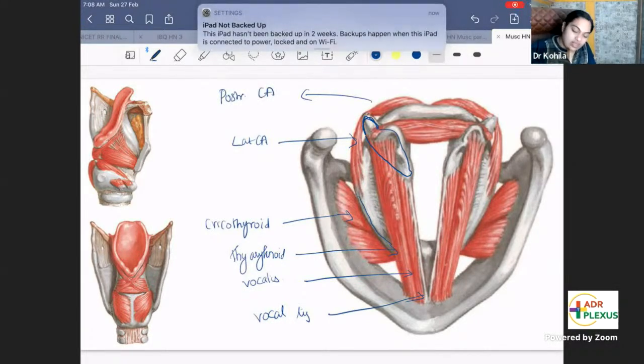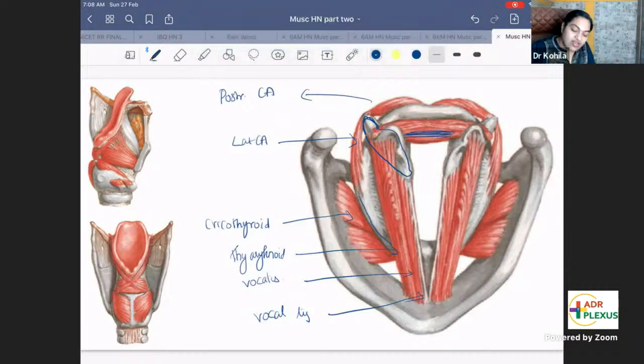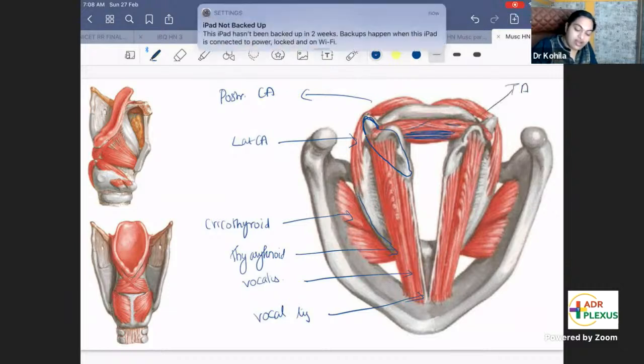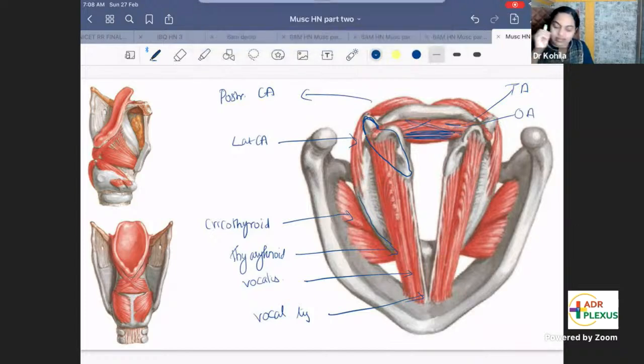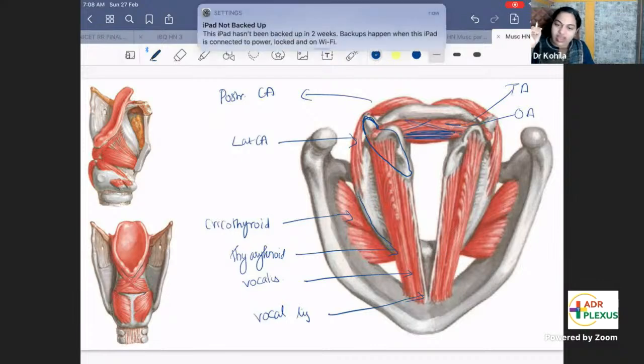Okay. Now, this I told you is the arytenoid. On the posterior surface of the arytenoid, this is your transverse arytenoid. Can you make out the oblique fibers here? This is the oblique arytenoid. Happy with the explanation, or do you want me to repeat it again? Let me know. Yes? Okay, can we proceed? Some response, guys.